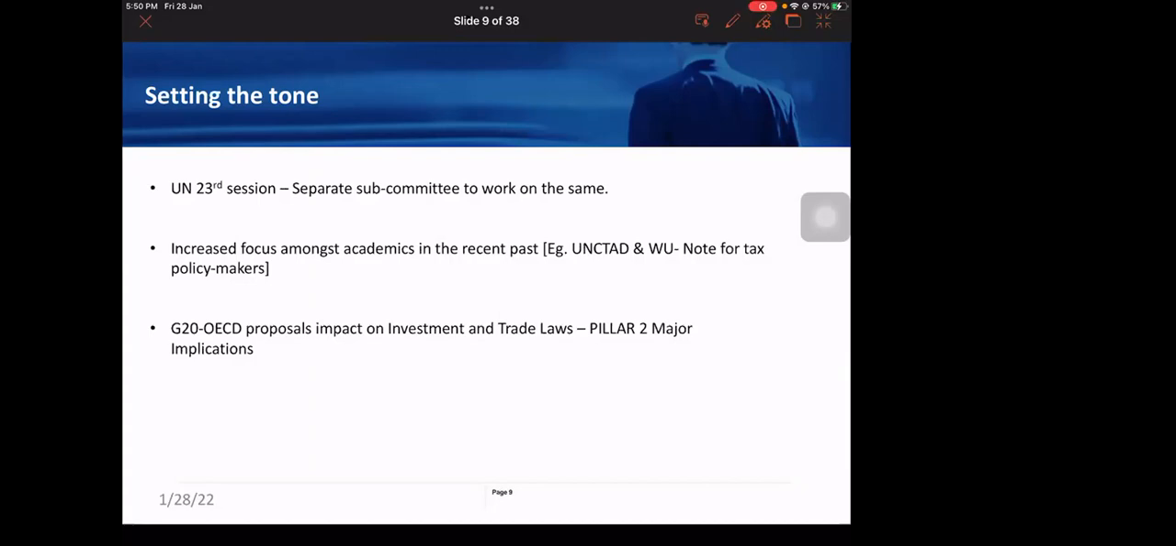Or will countries start entering into stabilization clauses, which we look into? And more importantly, going forward, we may see more non-tax incentives being given. And again, that opens up WTO issues as well.